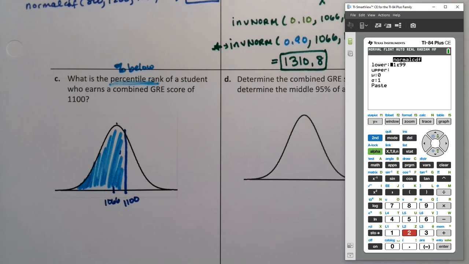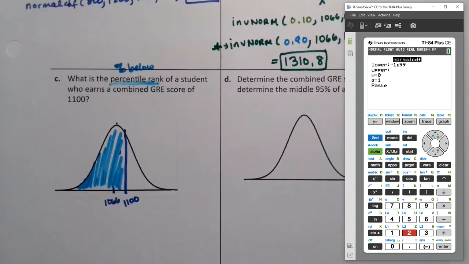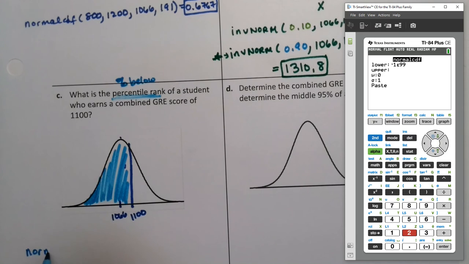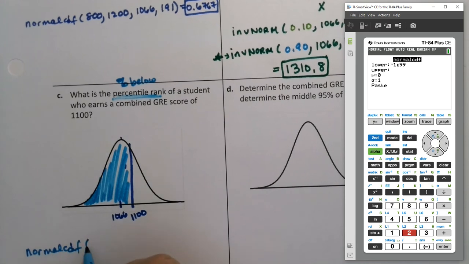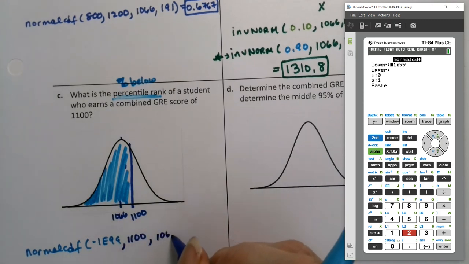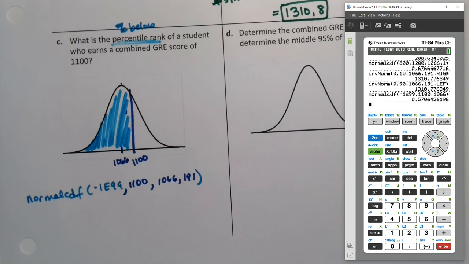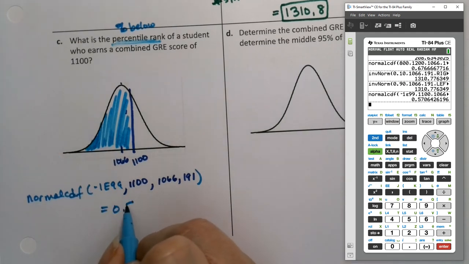Lower, comma, upper. Remember, if you're shading the left tail in normal CDF, you'll use negative 1E99. So this will be normal CDF, negative 1E99, and then 1100, because that was the upper end, 1066, 191. If I put in those values, it will give it to me. So 1100, 1066, 191, and I get 0.5706.